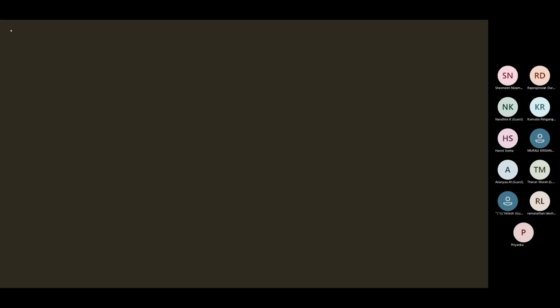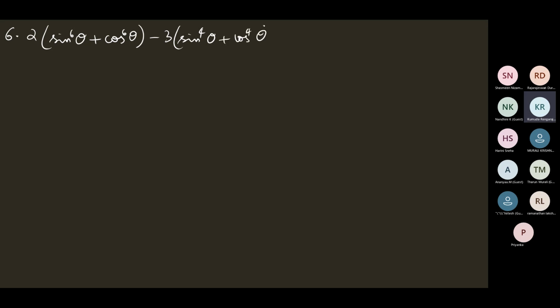Prove that 2 into sine theta to the power 6 plus cos theta to the power 6, minus 3 into sine theta to the power 4 plus cos theta to the power 4, plus 1 is equal to 0. I think this is the sixth one; I'm not sure about the number.